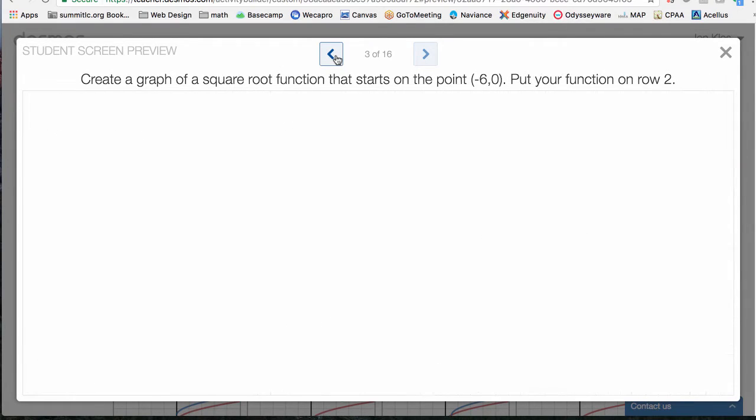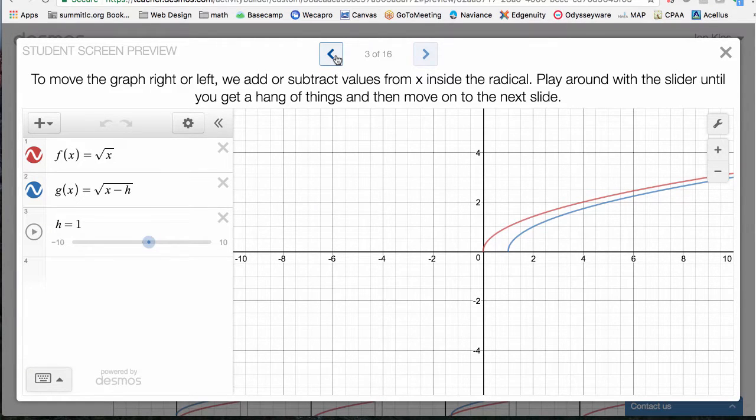Okay, oops, jumped ahead there. So what I'm going to have you do is we're going to start building on this parent function. For a lot of the slides, I'm going to include the parent function and then start asking you to change certain things, add or subtract things, put negatives in things, multiply some things. We're going to start to get an idea about how square root functions work.